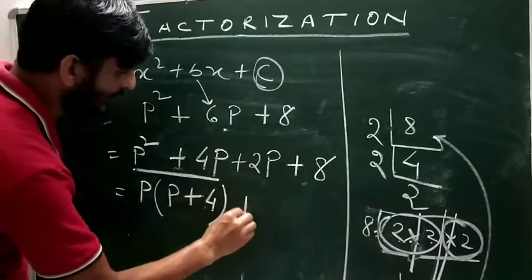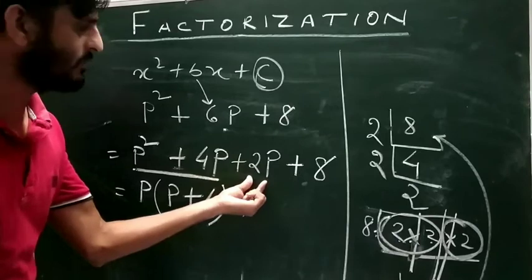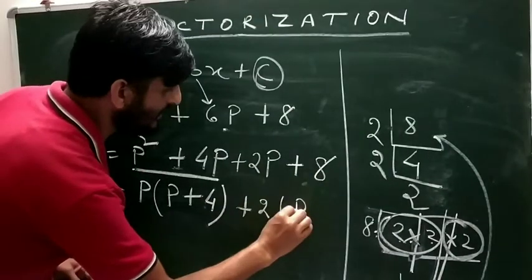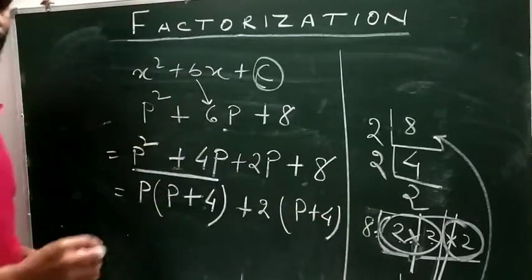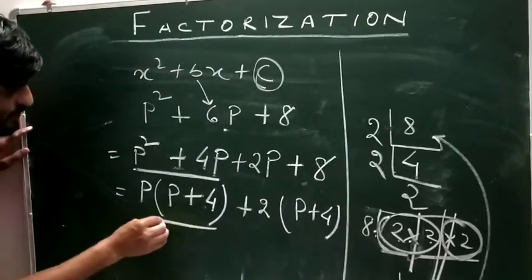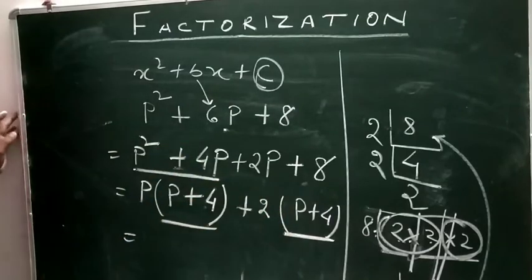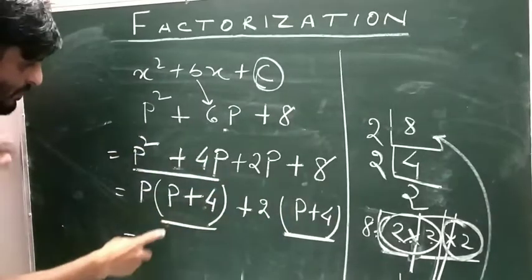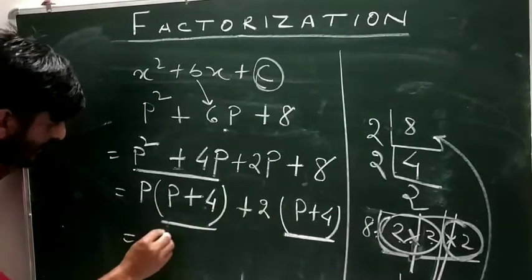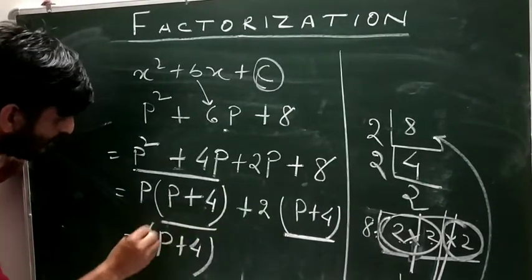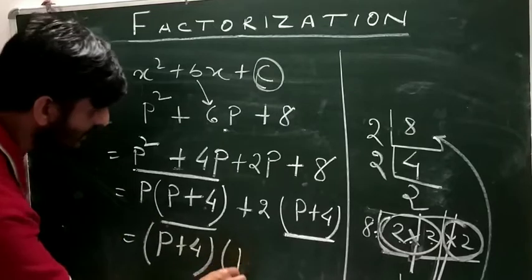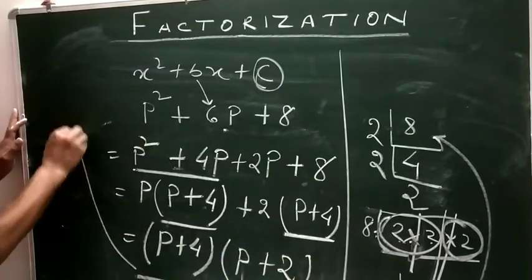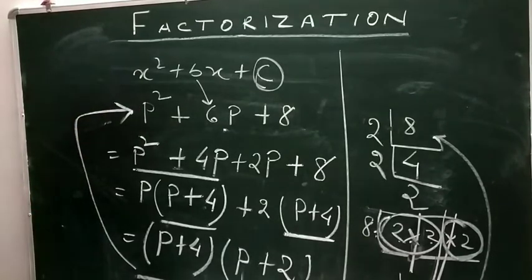Okay, from here what can we take common? 2p means 2 multiplied by p and 8 means 2 multiplied by 4. So we can take 2 common. Here p plus 4 will come. Okay, then see p plus 4, p plus 4. That means factorization by taking the polynomial common. So p plus 4 is common. So we can take p plus 4 as a common factor. Then what remains? p plus 2. So this is the factorization of this algebraic expression.